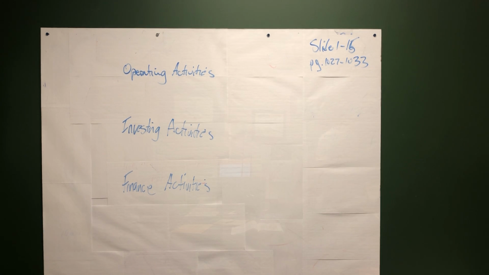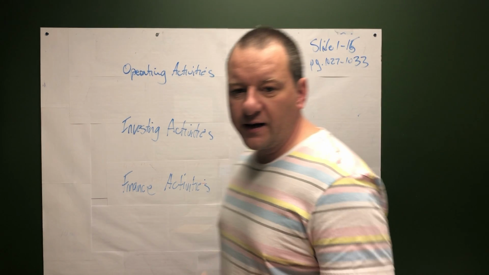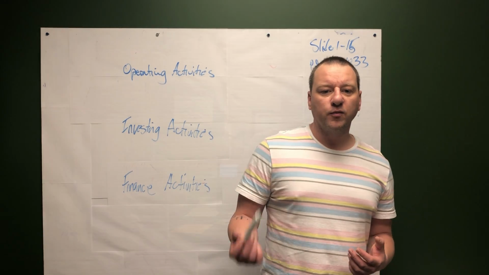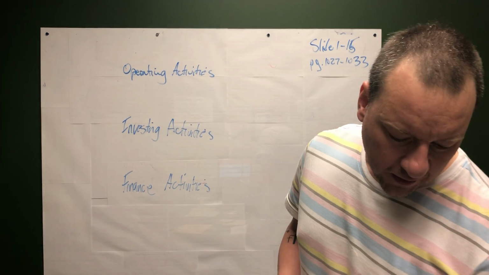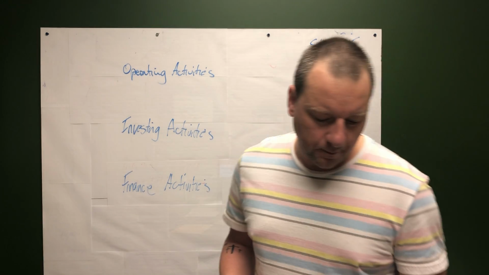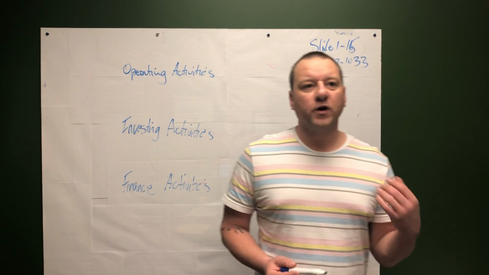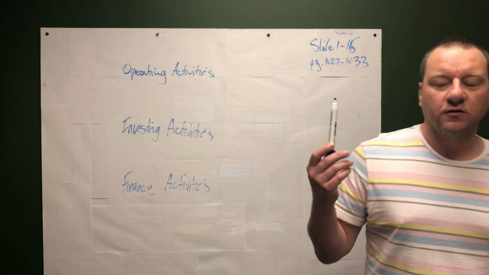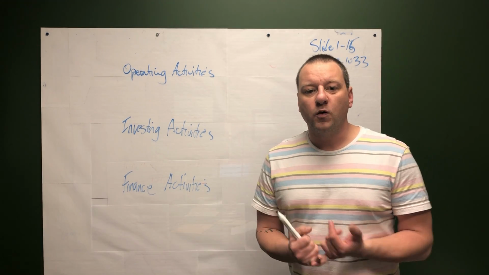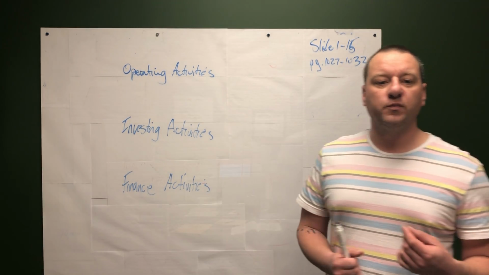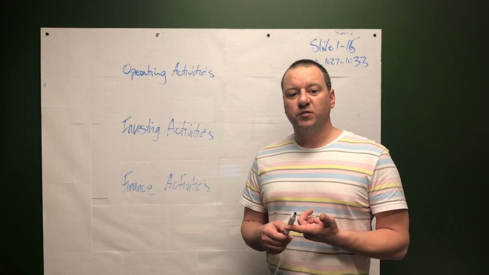So let's look at then operating activities. So examples of operating activities. Let's go to page 1031. So we have our inflows. So let's just think about it. We're making pens or markers like this. So inflows from operating activities would be customer cash sales.